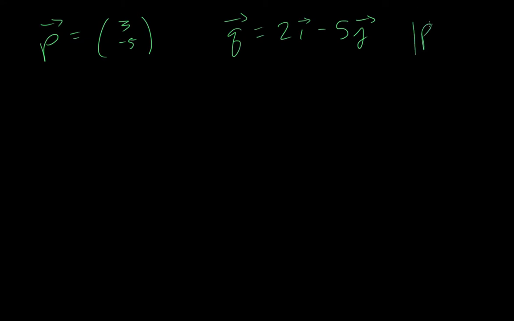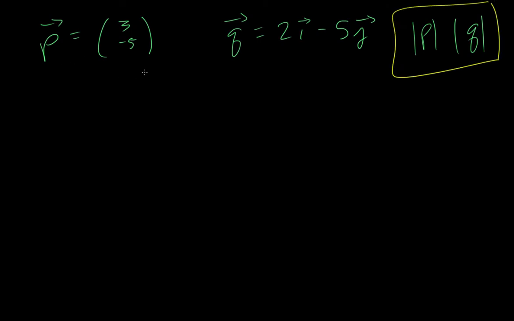All right, so we're given vector P, and we're given Q, and P is given in component form, and then unit vector form for Q. And then we just need to find the magnitude of P and the magnitude of Q. That's what it's asking for.